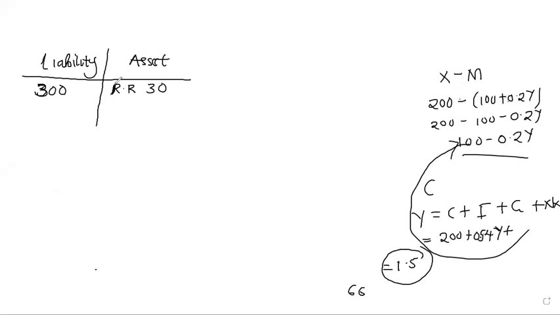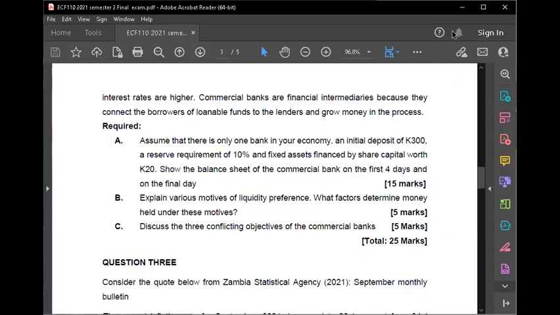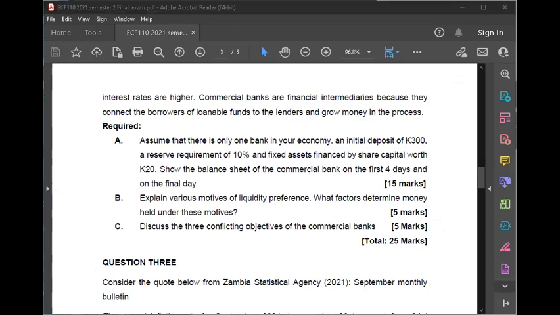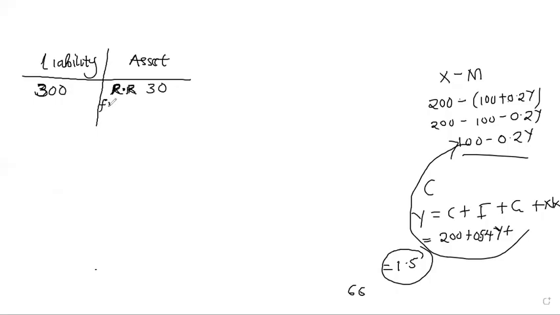Does the bank have any assets? Yes, it does. We have the fixed asset, financed by share capital worth 20 kwacha. So we put the fixed asset as 20. Then whatever remains has to be equal to this 300.